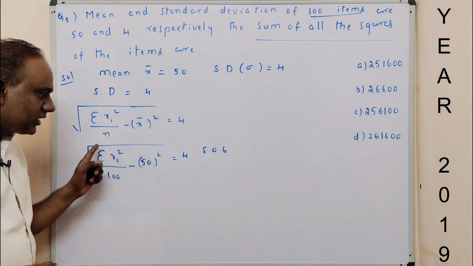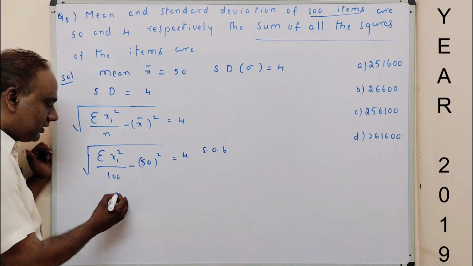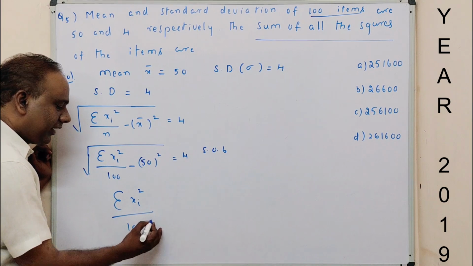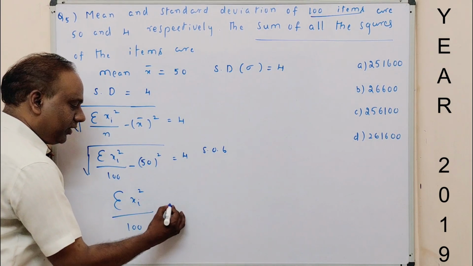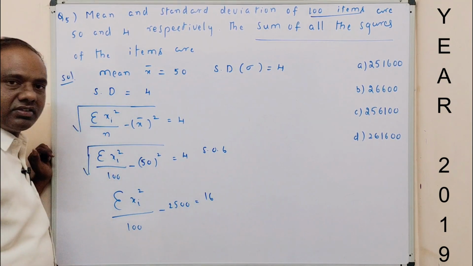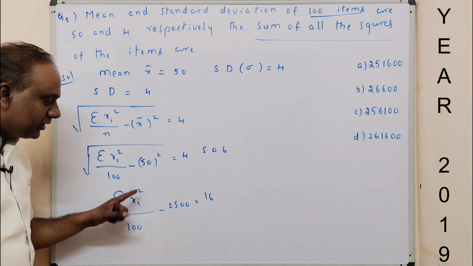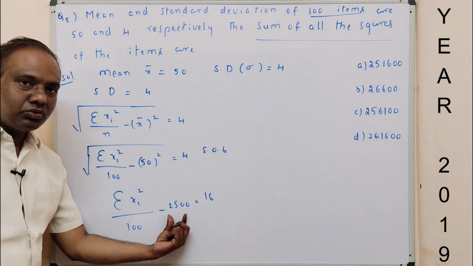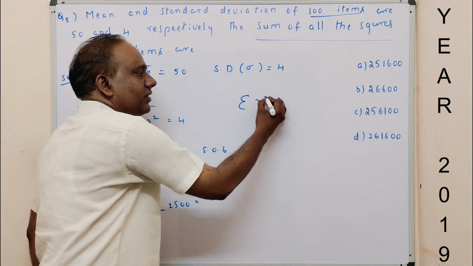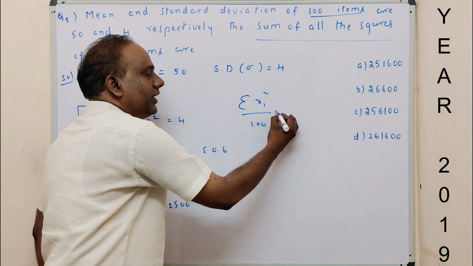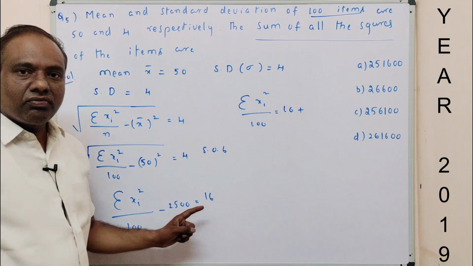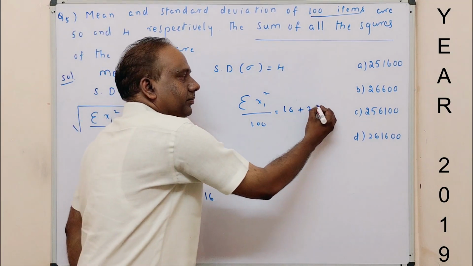Squaring on both sides means here the left side square root will be cancelled. So summation xi whole square by 100 minus 50 whole square, 2500, is equal to here 4 square is 16. We need actually this value. That's why it is minus 2500. You take right side. So summation xi square by 100 is equal to 16 plus 2500. Take right side.